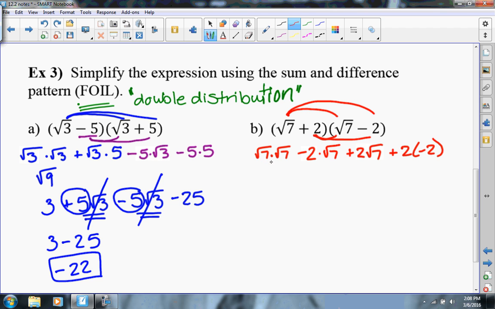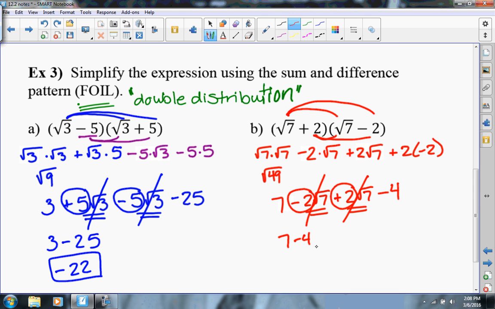So here I have a radical times a radical, which I can do. 7 times 7 is 49, and the square root of 49 is 7. And then here I'll have 2 times the square root of 7. I can't multiply them together, so I just write them next to each other. And then I also have plus 2 square root 7. And then 2 times negative 2, I can do that. That's a number times a number. Now again, my middle terms have radicals that are exactly the same, but the coefficients in the front are a 2 and a negative 2, so they end up canceling. And then I end up doing 7 minus 4, which is 3.